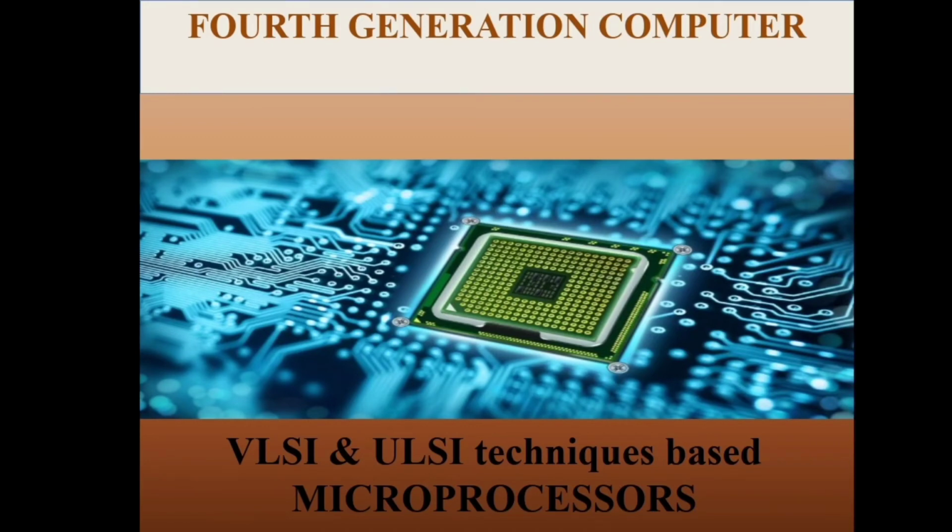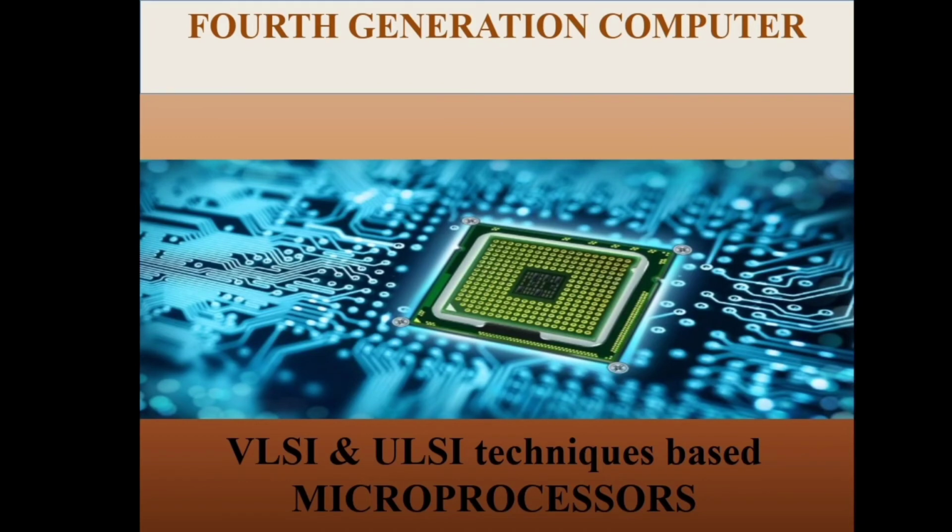What are microprocessors? Microprocessors were or are developed by combining together thousands of ICs, thousands of integrated circuits, onto a silicon chip using VLSI and ULSI. And here by VLSI, I mean very large scale integration, and ULSI, ultra large scale integration. So in first generation they were using vacuum tubes, fine. In second generation they were using transistors instead of vacuum tubes, okay.